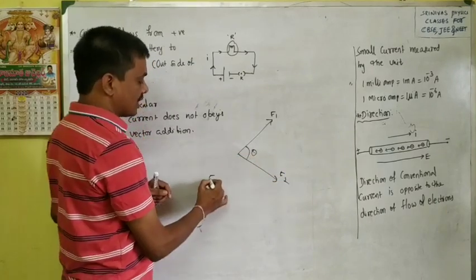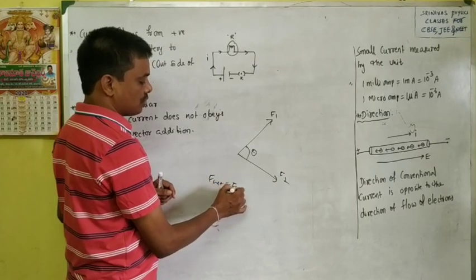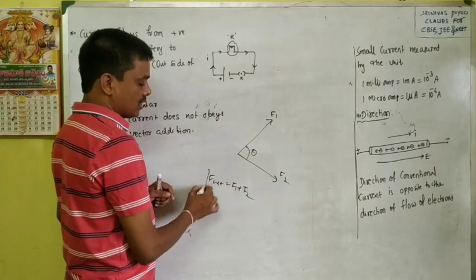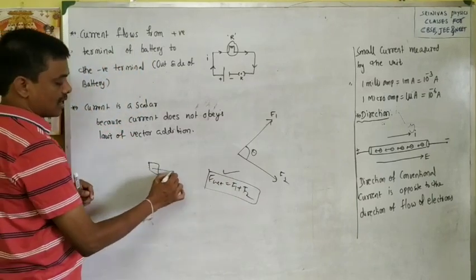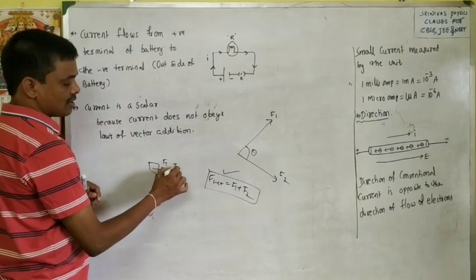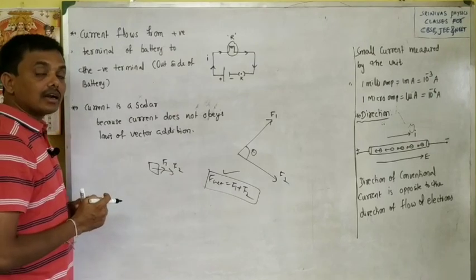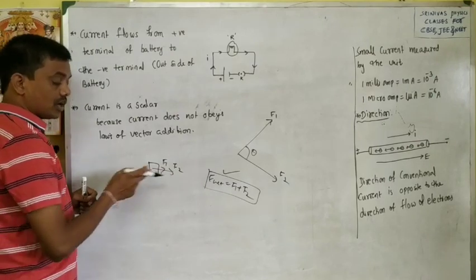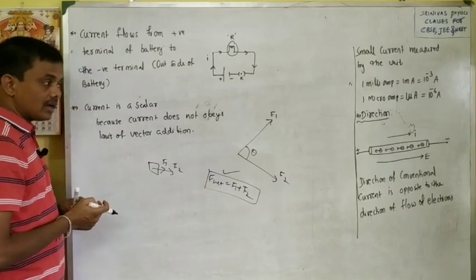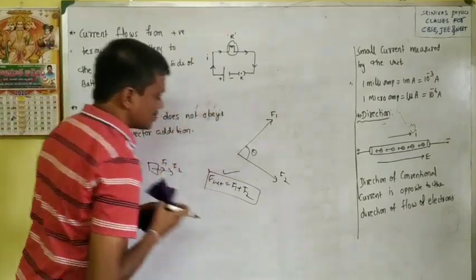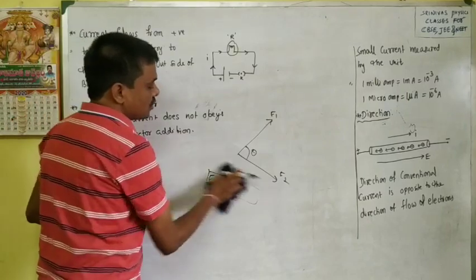The net force we cannot write as F1 plus F2, right? You know already why: the net force is not equal to the sum, because the two forces are not along the same direction. In the case of vectors, we cannot add directly to get the net force or net physical quantity. Why? Because we have to use the vector laws, right? And according to vector laws, what is the net force formula?